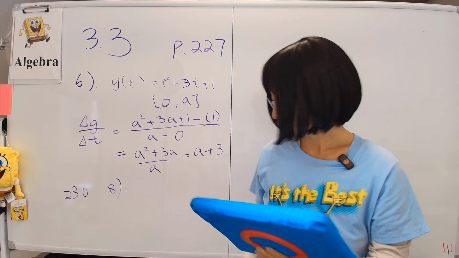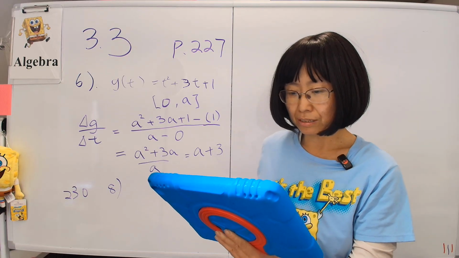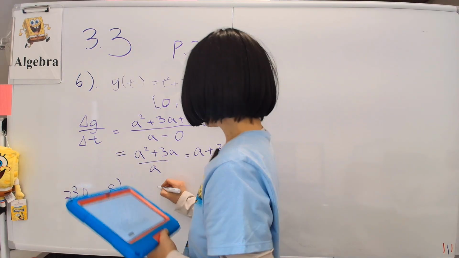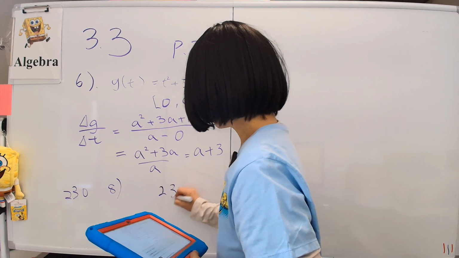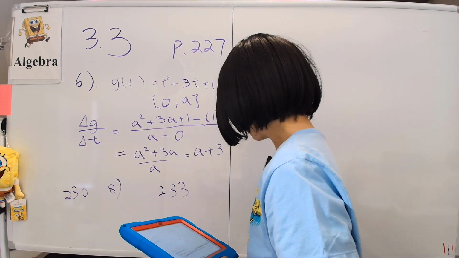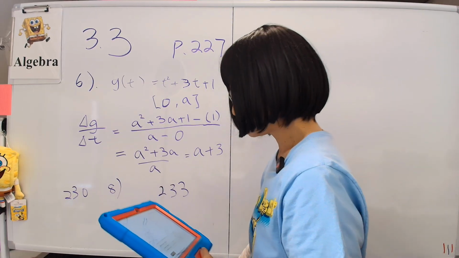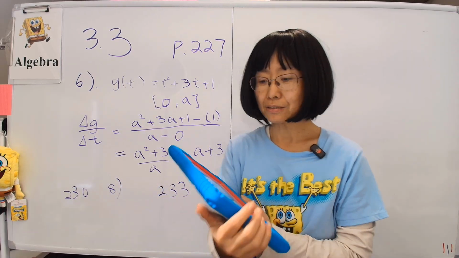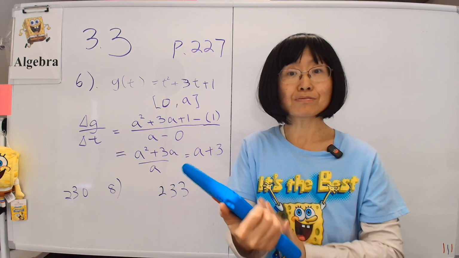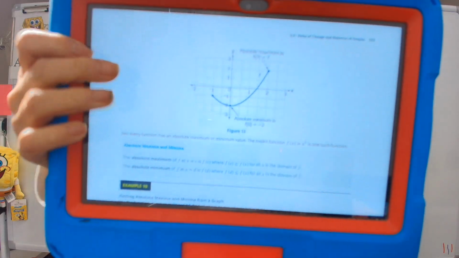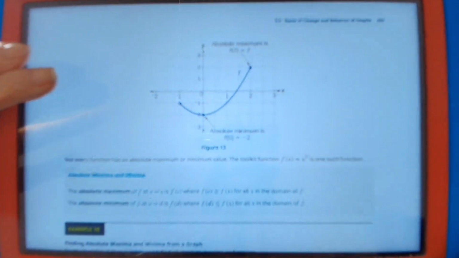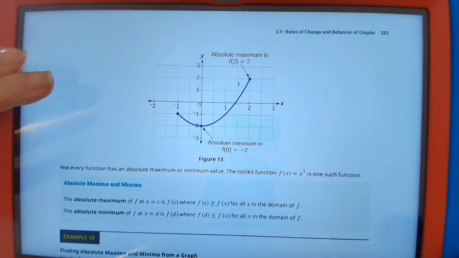Now let's look at page 233, where we talk about the absolute maximum and the absolute minimum. So far, we've only talked about the local maximum and the local minimum. What's the absolute one? It just means the biggest one of the graph, regardless of whether it's local or not. For example, let's look at this thing on page 233.